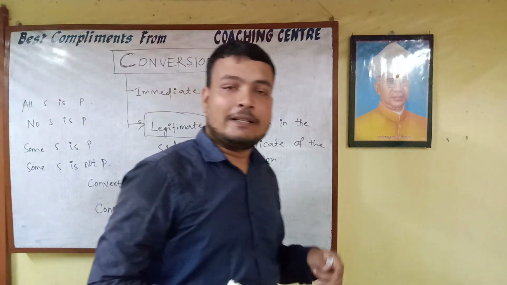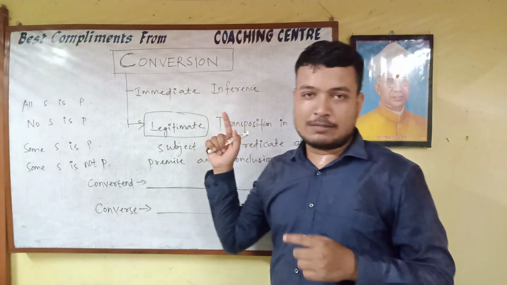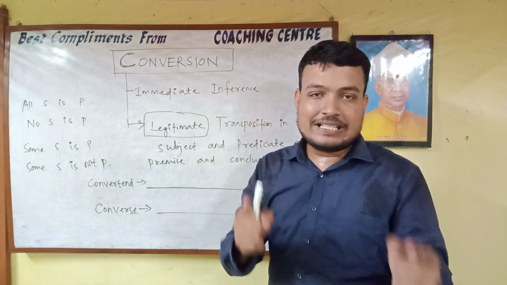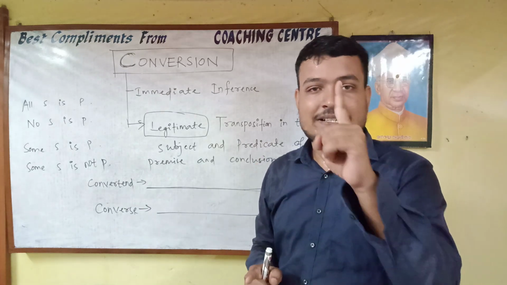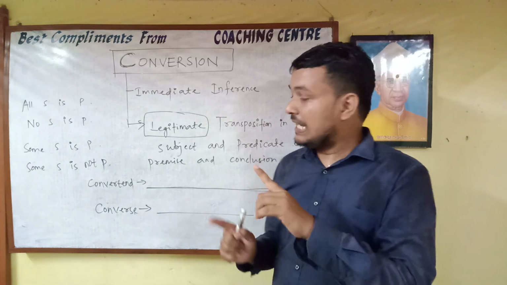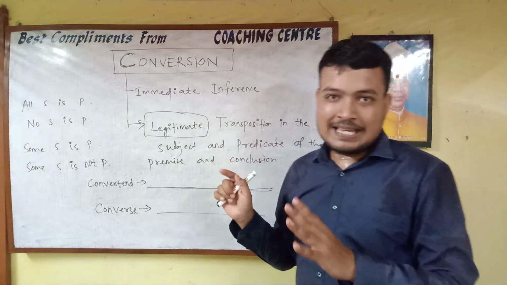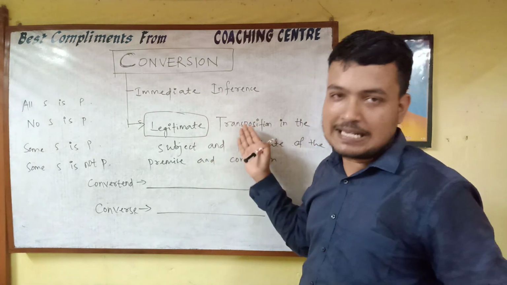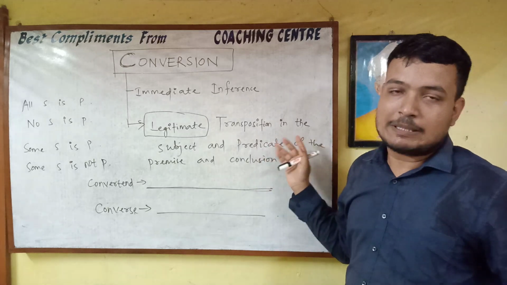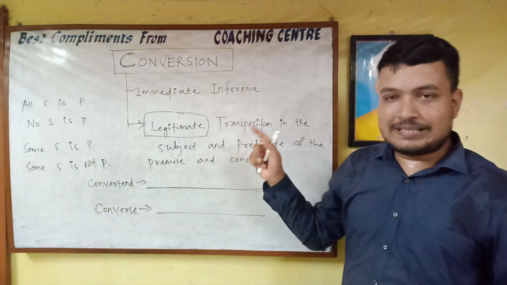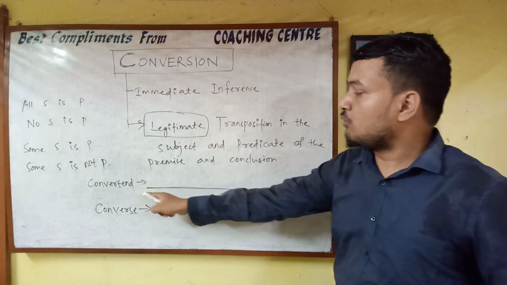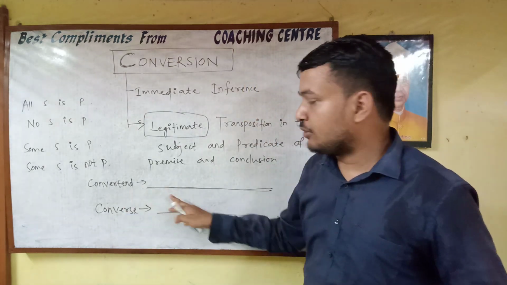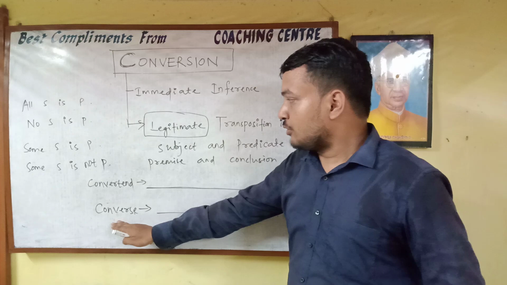Once again, you can write the definition after pausing. Conversion is a type of immediate inference in which there is a legitimate transposition of the subject and predicate between the premise and the conclusion. Second point: the premise of the conversion is known as converting, and the conclusion is known as converse. So the given proposition is converting, the derived proposition is converse.